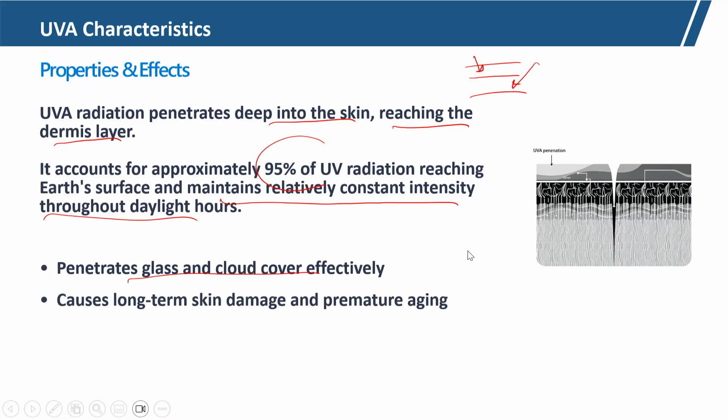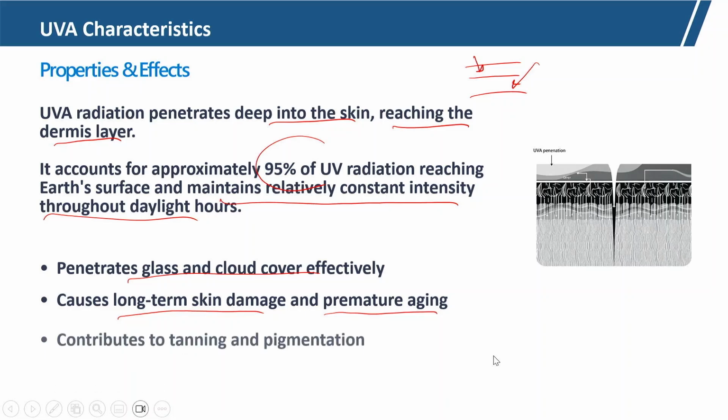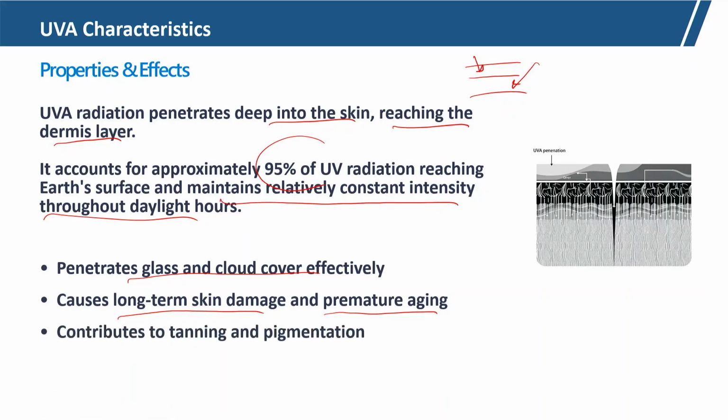It causes long term skin damage and premature aging. So, these are the effects. Premature aging will be there and long term skin damage takes place. It contributes to tanning and pigmentation. So the premature aging, tanning and pigmentation are basically due to this 95% of UV rays.